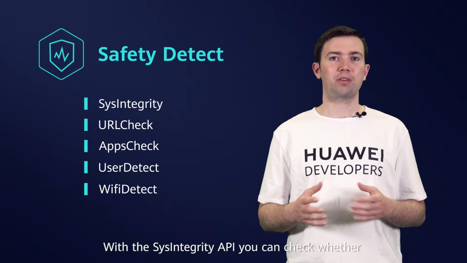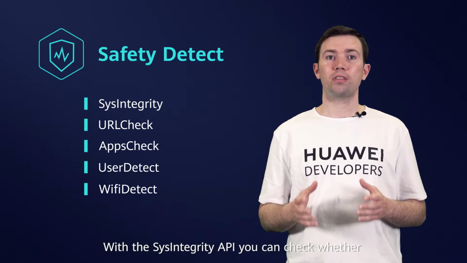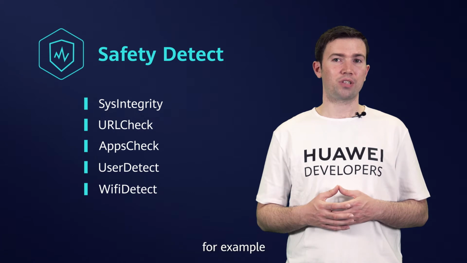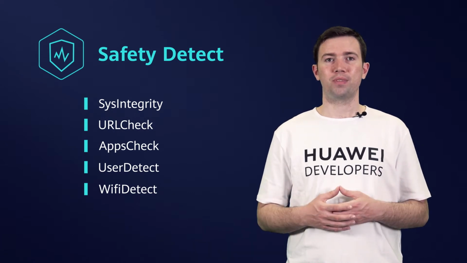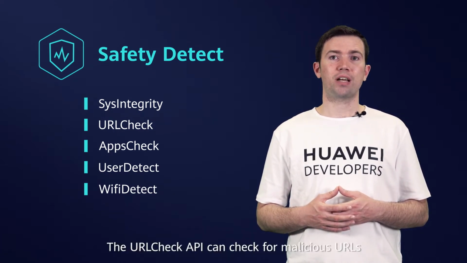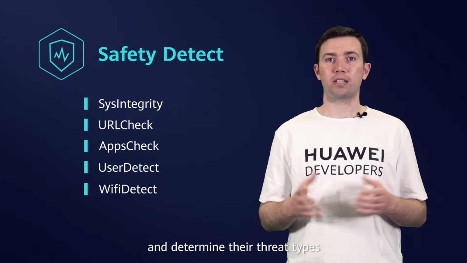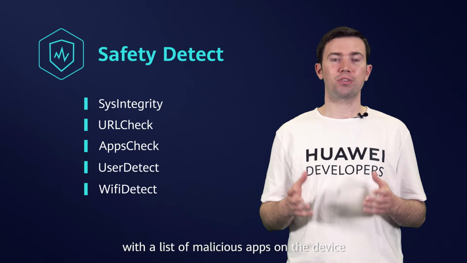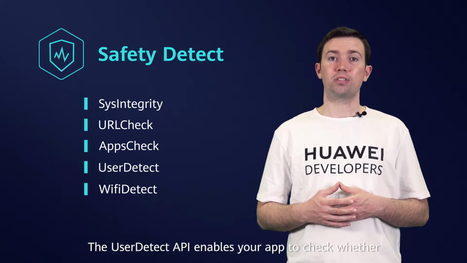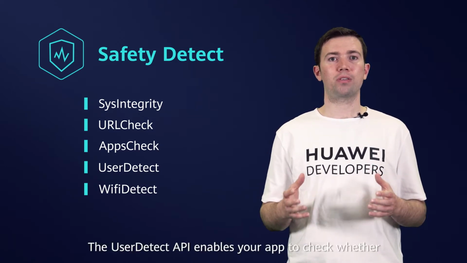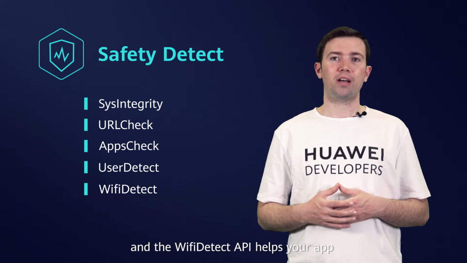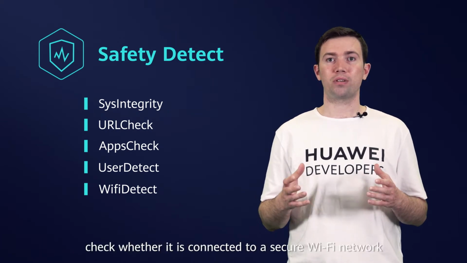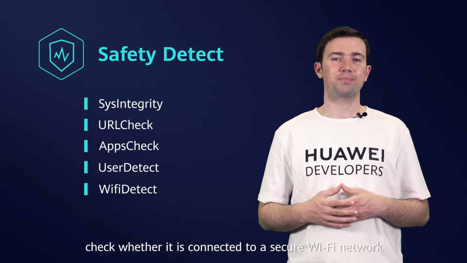With the Sys Integrity API, you can check whether the device running your app is secure, for example, whether it is rooted. The URL Check API can check for malicious URLs and determine their threat types, while the Apps Check API provides your app with a list of malicious apps on the device. The User Detect API enables your app to check whether it is interacting with a bot, and the Wi-Fi Detect API helps your app check whether it is connected to a secure Wi-Fi network.